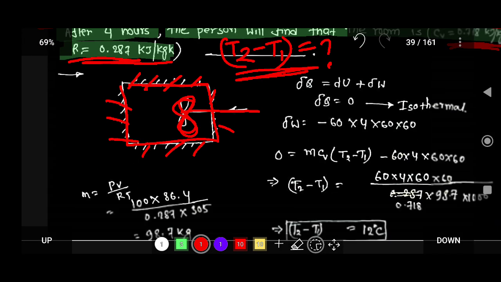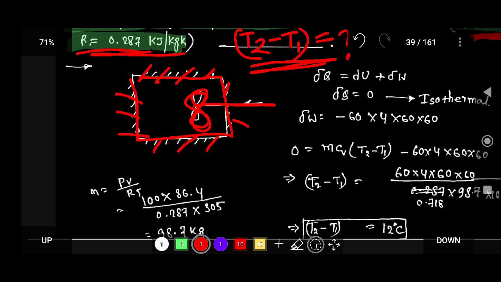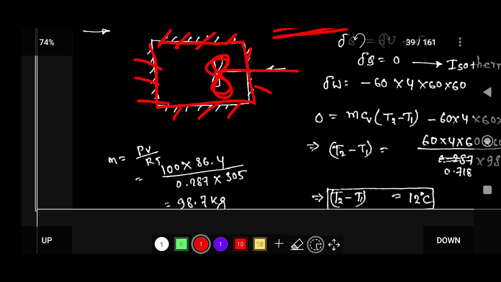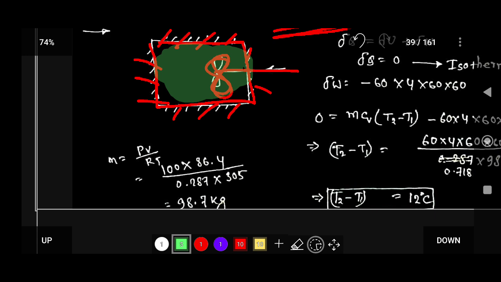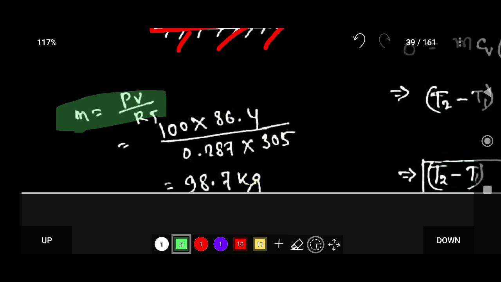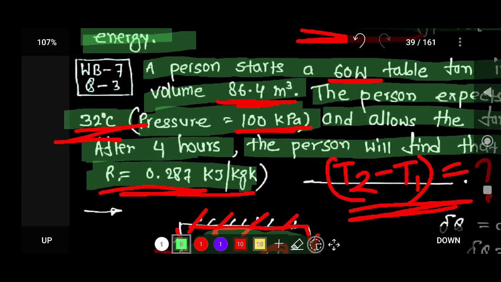Now if you want to calculate the mass of the system, this is our system here, then there is a formula, PV equals mRT. So from here m equals PV by RT. So P is given, that is 100 kilopascal, you know. So here the pressure is given, that is 100 kilopascal.